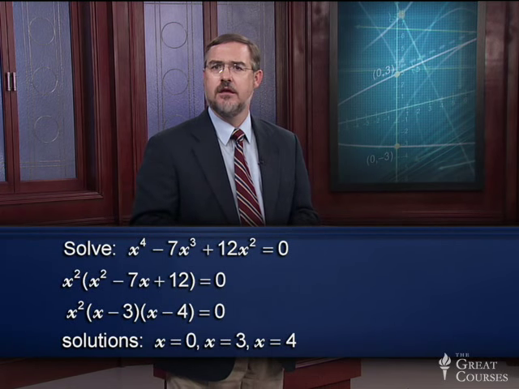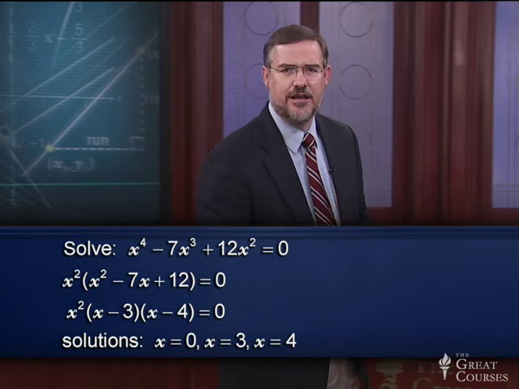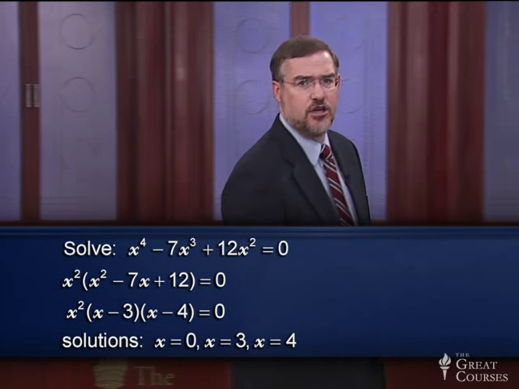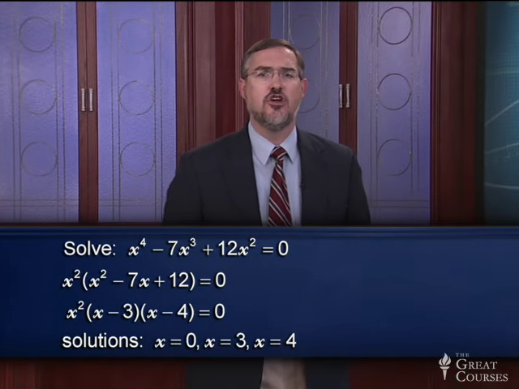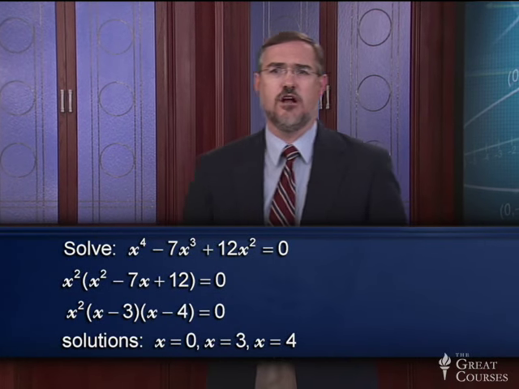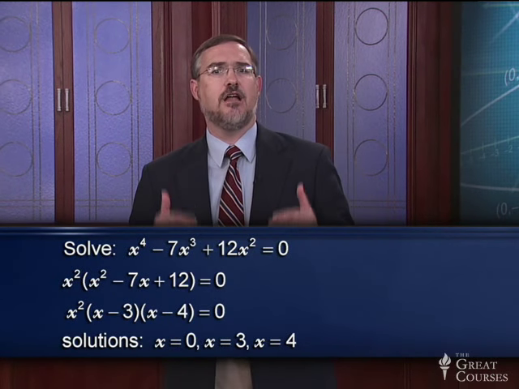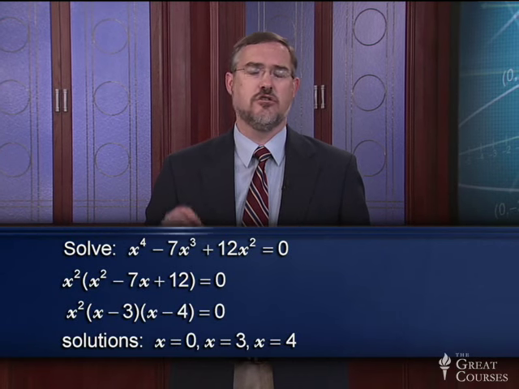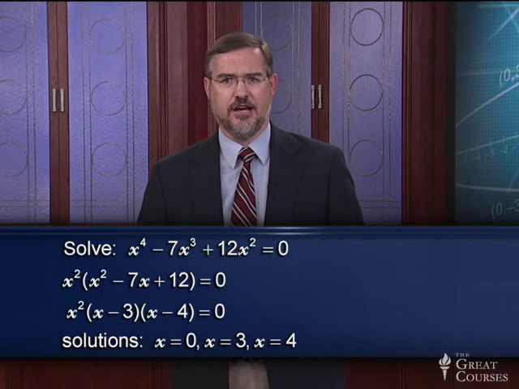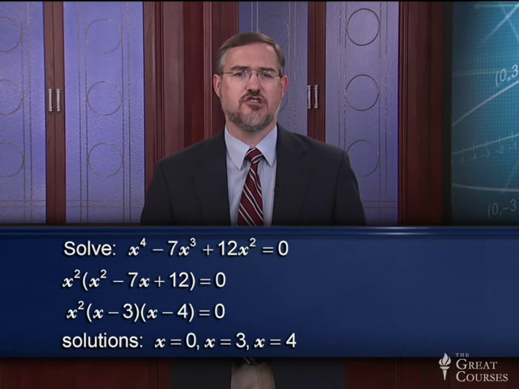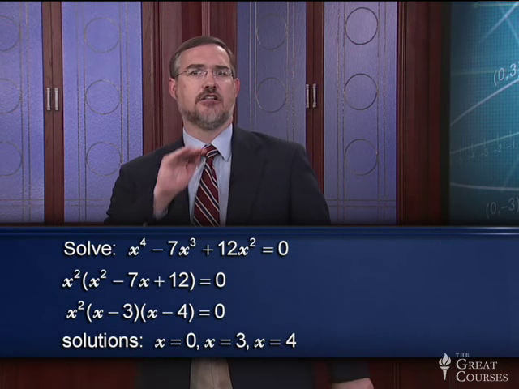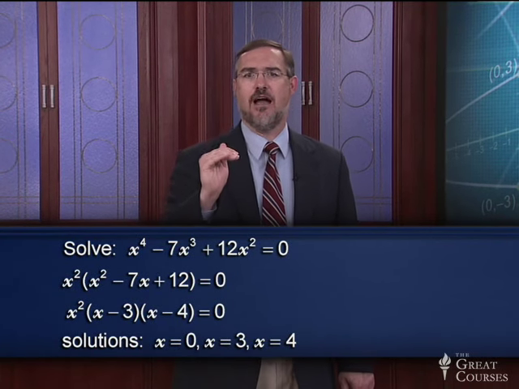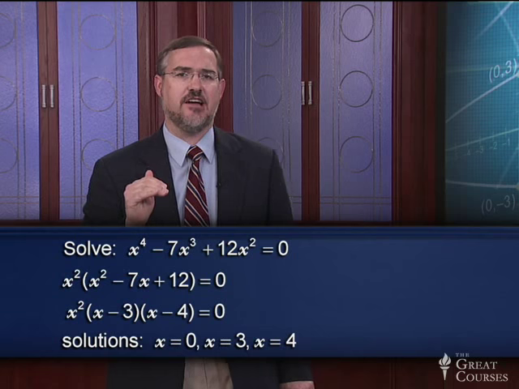And you're done. Now, if you had a graphing calculator or a computer program that could quickly plot some graphs, you could confirm what you and I just figured out by plotting the graph of the original quartic polynomial, x to the fourth minus 7x cubed plus 12x squared, and looking for the places where the graph crosses the x-axis.